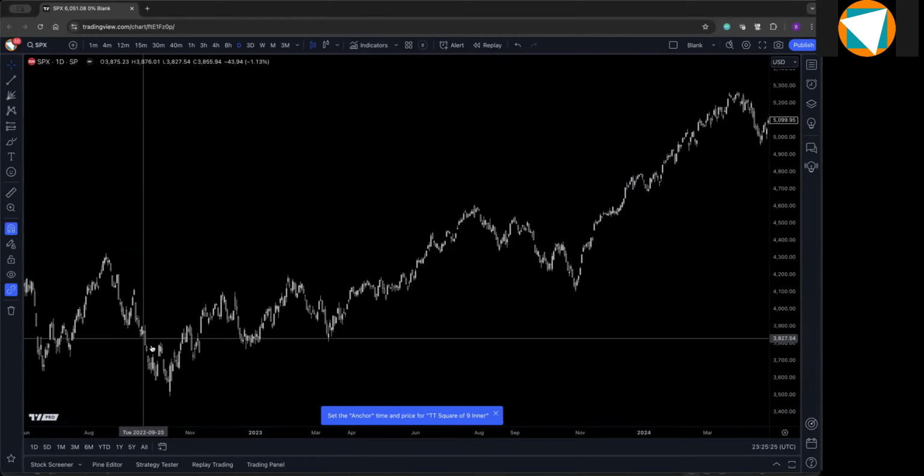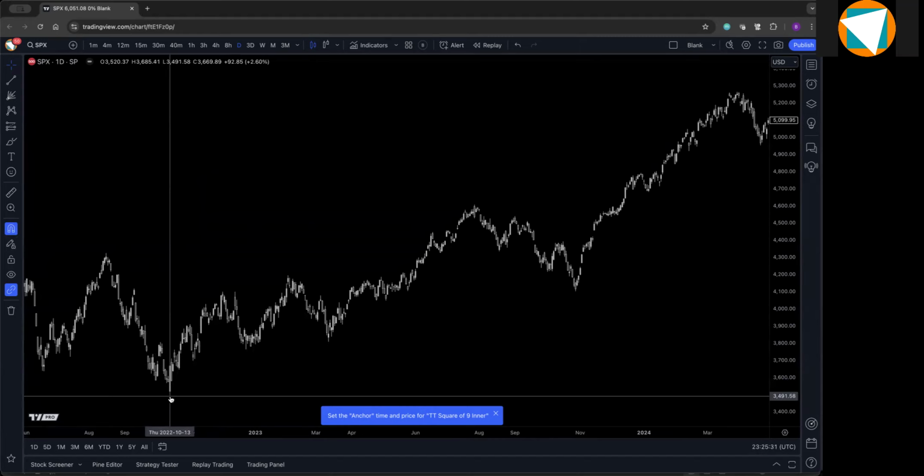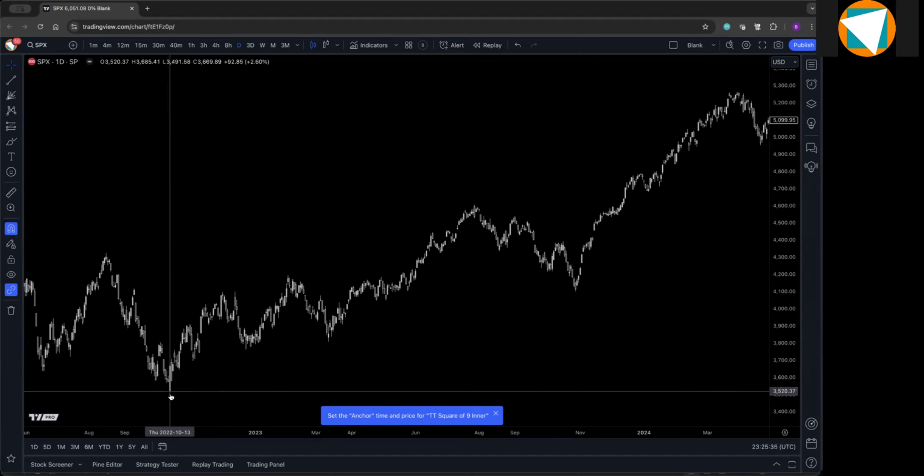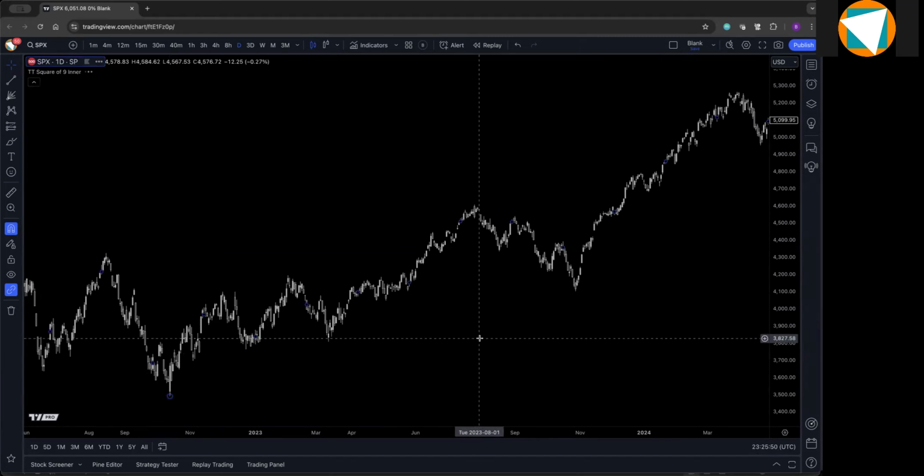I like to make sure that the magnet is turned on so that the price will snap right to this low. It's always a good idea to set it to major pivots, either pivot highs or pivot lows, and that will give you the best results. So I'm using a pivot low here. It will work, of course, on a pivot high as well.